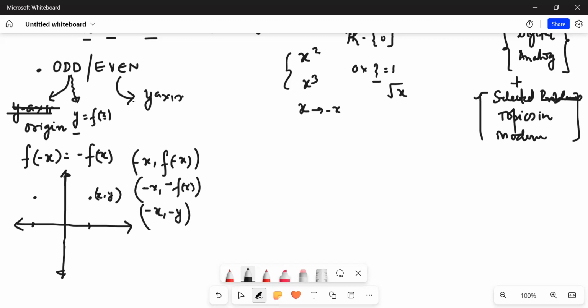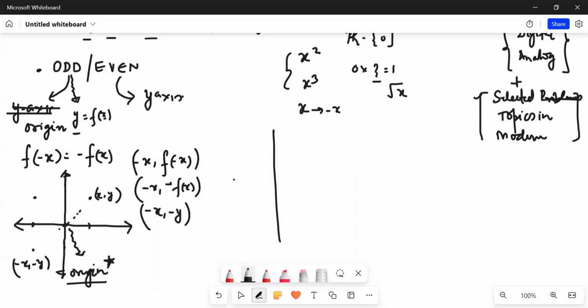So in a graph of an odd function, if you have the point x comma y, you are definitely going to have a point minus x comma minus y. And you can see that this symmetry is about the origin. I'm not saying that the graph would perfectly be a straight line, but always remember, in an odd function, if there is a point x comma y, then there certainly will be a point minus x comma minus y, which asserts that there would be symmetry about the origin. Is that clear?